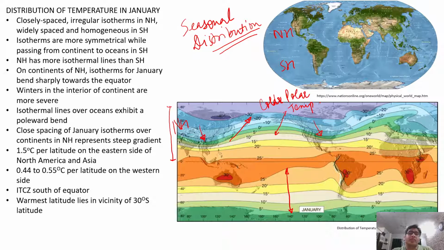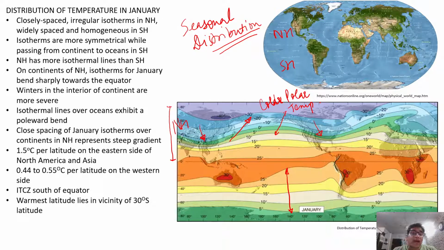Now, close spacing of January isotherms over continents, you can see here that over the continents they are closely spaced, which means that the temperature gradient is steep over the continents, which proves our point that the land masses are cooler than the oceans. It has been calculated that there is a change of 1.5 degree per latitude on the eastern side of North America and Asia, while on the western side it is 0.44 to 0.55 degree per latitude.